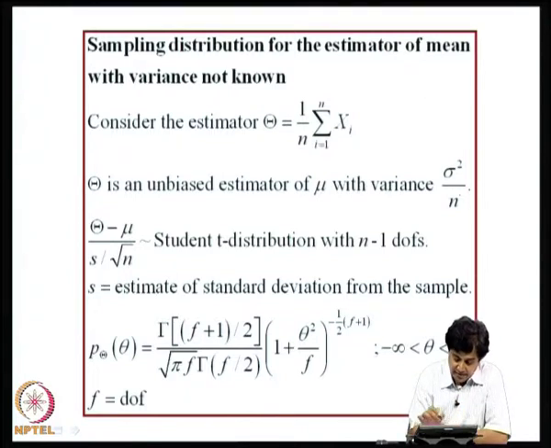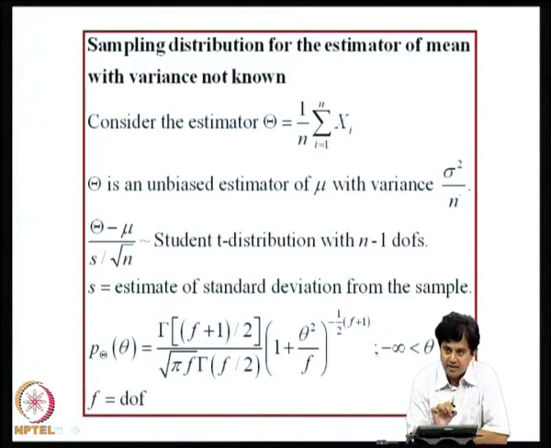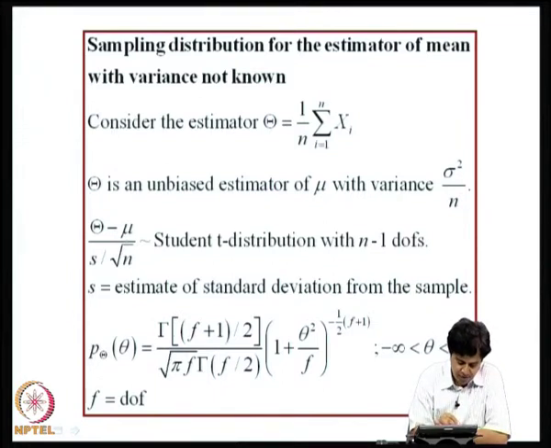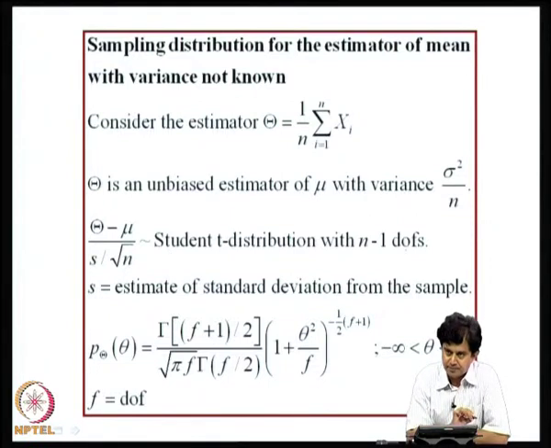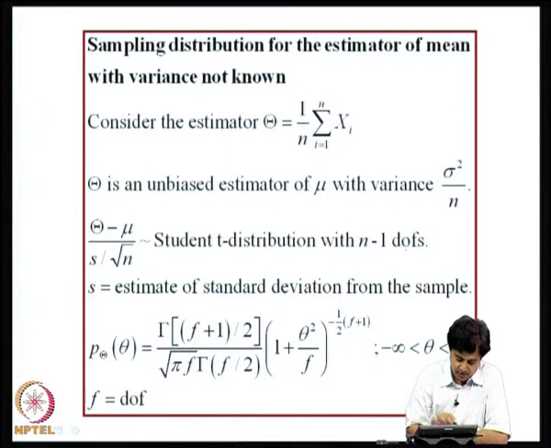Now, s square, which is the sample variance, has a chi-square distribution. So, I now form the ratio theta minus mu divided by s divided by square root n. This is chi-square, this is Gaussian, therefore this will be a student t distribution with n minus 1 degrees of freedom. Therefore, the sampling distribution for the estimator of the mean when the variance of the population is not known is given by this.